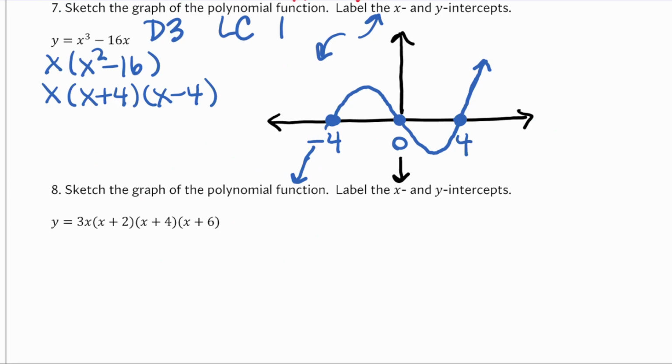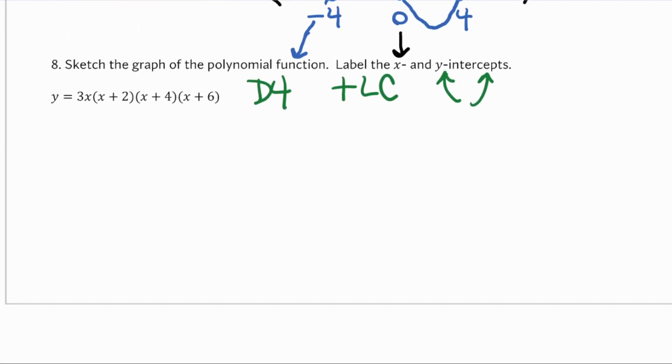So the last one, I'm seeing 4 total powers of x, degree 4, positive leading coefficient, because I've got 3 times x, not negative x. I don't have 2 minus x, or negative x plus 4, or something like that. So I've got an even degree, positive leading coefficient, looks more or less, at least on the outsides, like the graph of y equals x squared.